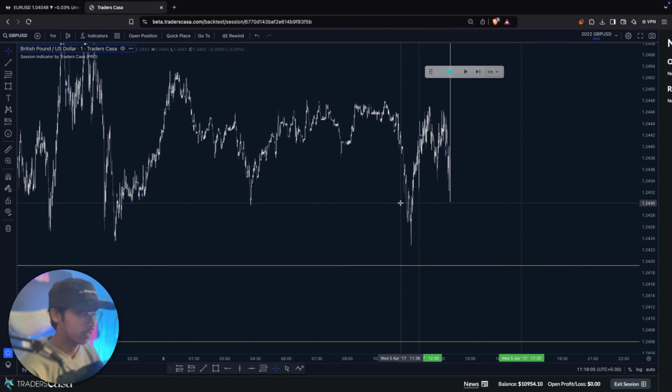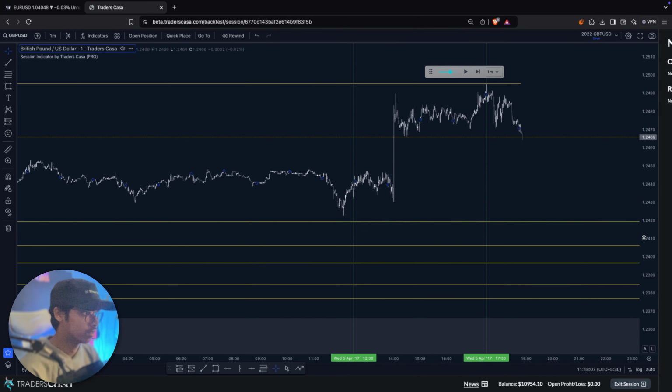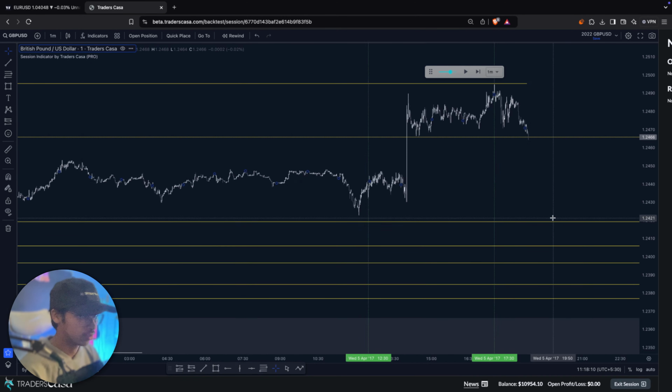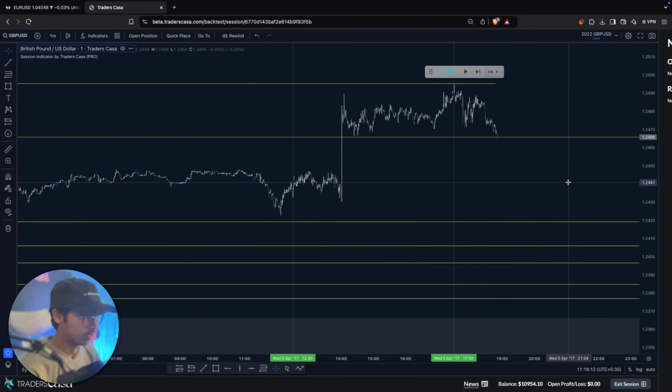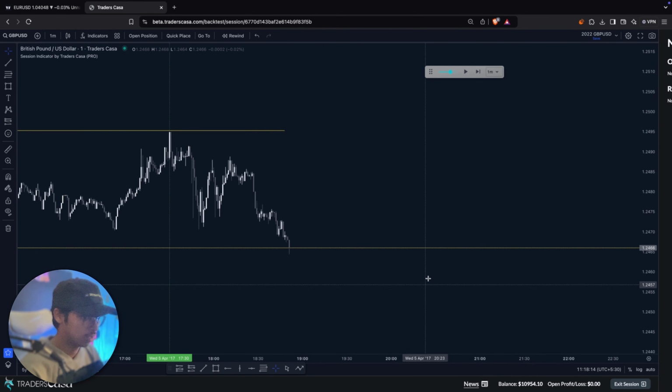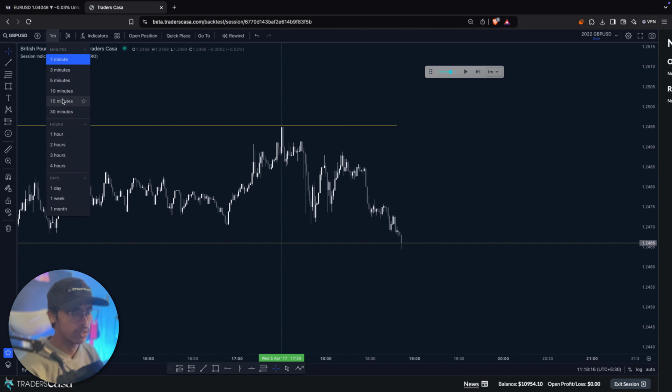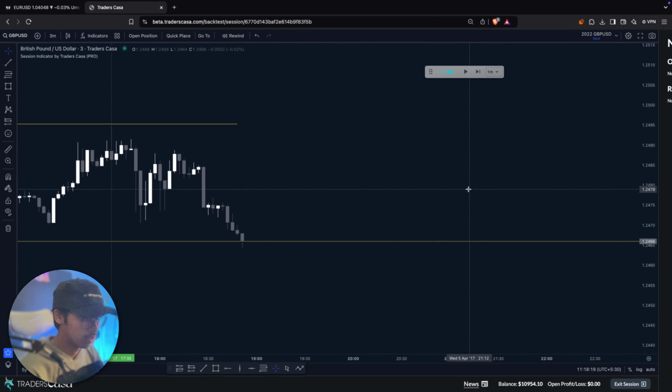Can we expect a continuation to the downside? What do you think, guys? Can we expect a continuation to the downside, because there are a lot of sell side liquidities which are present here? I want the price to come back to this particular point on a 3-minute time frame.